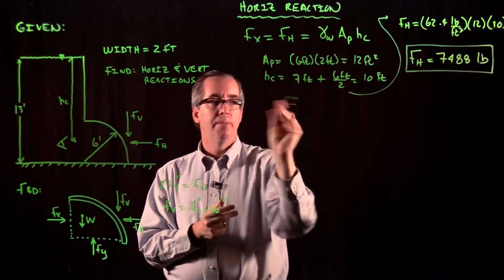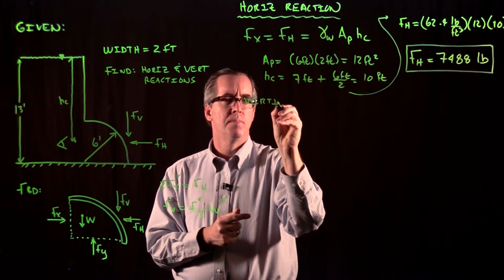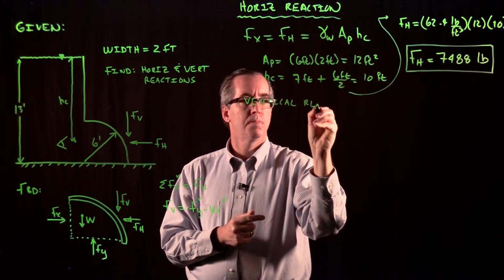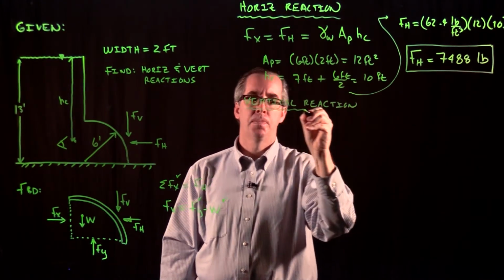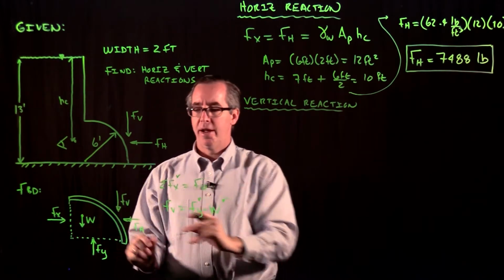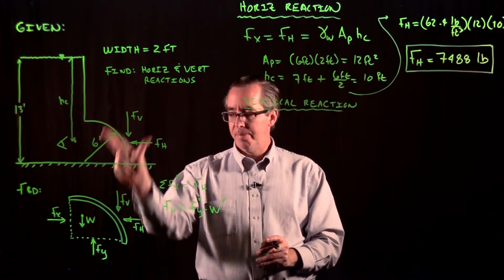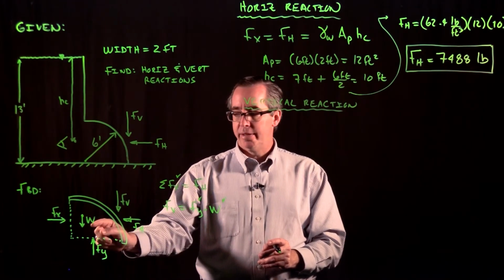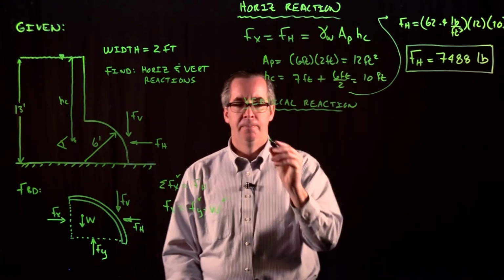Okay. Now I'm going to use the rest of the space here to calculate the vertical reaction. All right. So in this particular case, again, looking at the free body diagram, we're considering this upward force. It's pushing up on the gate, Fy. We're looking at the downward force from the weight of the water, W. We'll start with the weight.